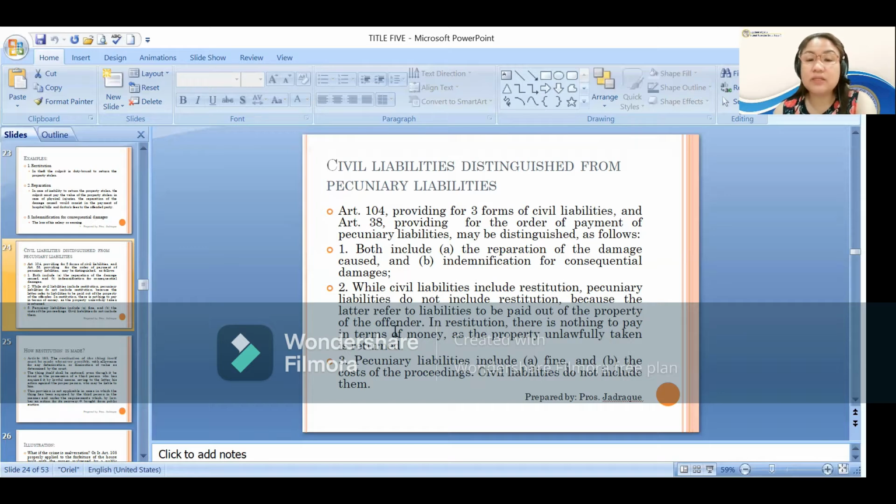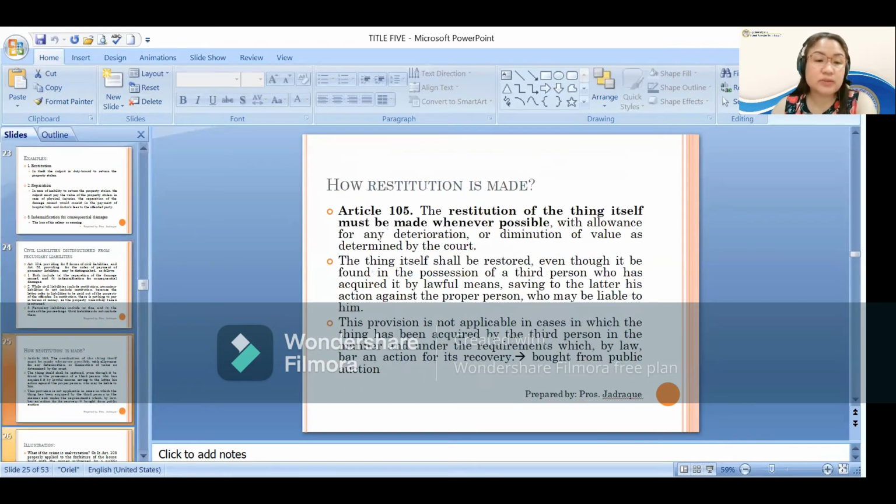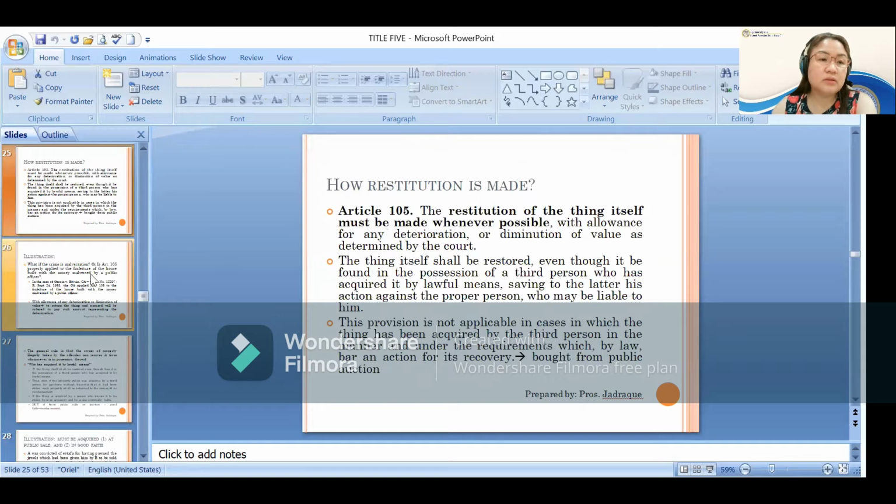Next, pecuniary liability includes fine and cost of the proceeding, while civil liabilities do not include fine and cost of the proceeding. Next question would be, how do we make restitution to the offended party?